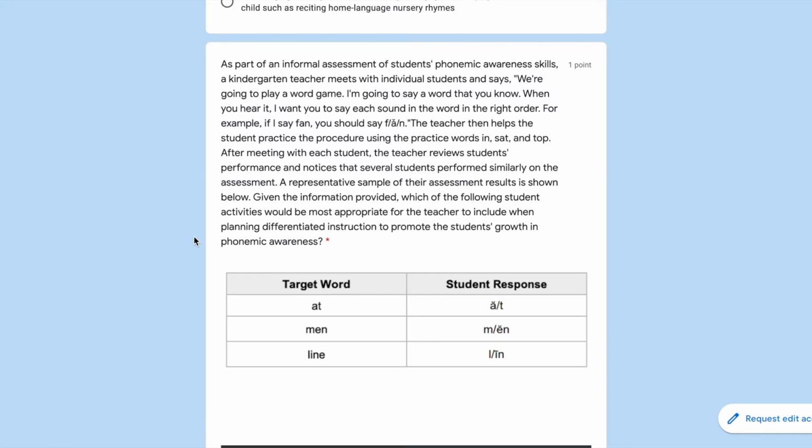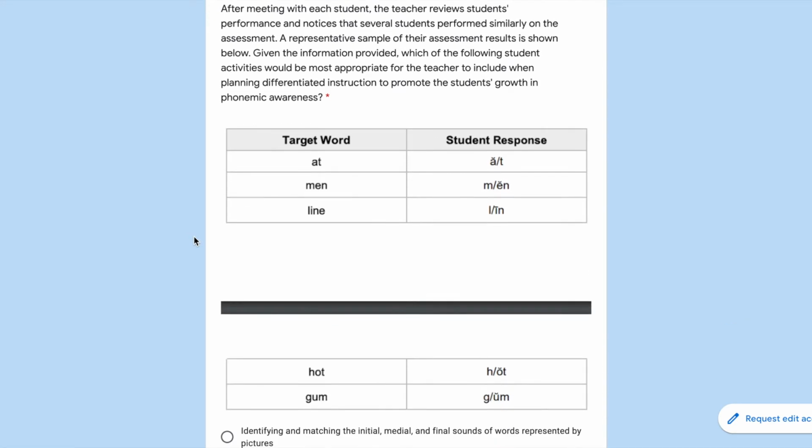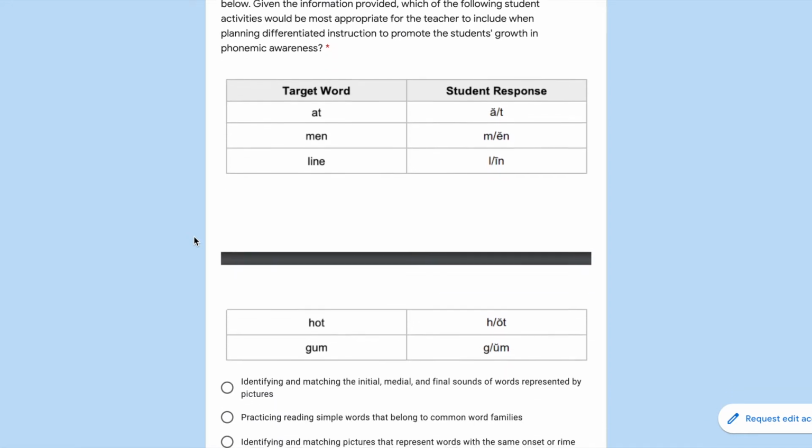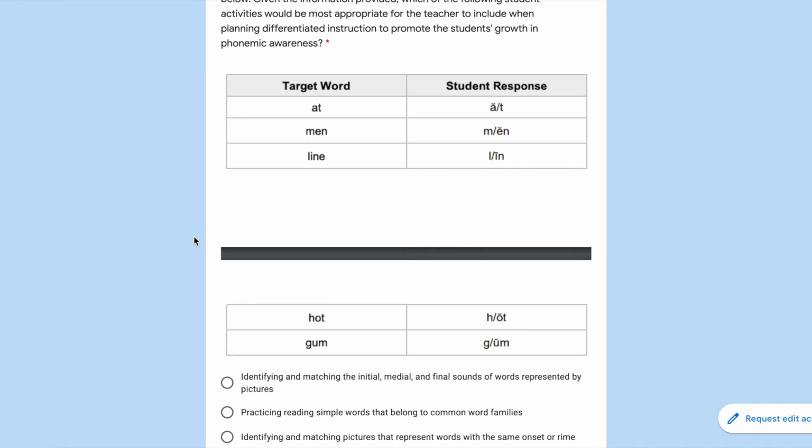All right, that being said, down below we have some information. On the left column, these are the target words: at, men, line, hot, gum. On the right column, we have the student response, okay, which we can see whether they line up or not.